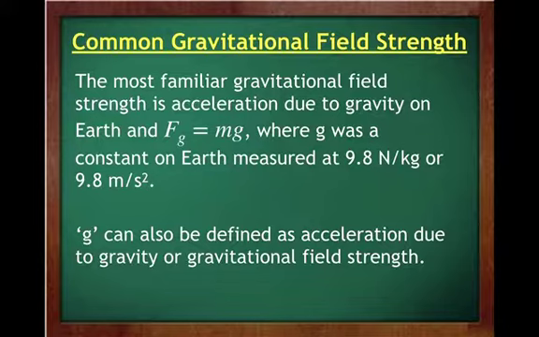The idea of gravitational field strength, we're most familiar with it as lowercase g, the acceleration due to gravity on Earth, which we know as the constant 9.81 newtons per kilogram, or 9.81 meters per second squared. The force of gravity is the mass of the object multiplied by the gravitational field strength, which we've always used as 9.81. But we also know that g is not actually a constant for everything.